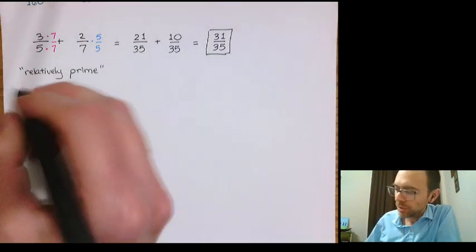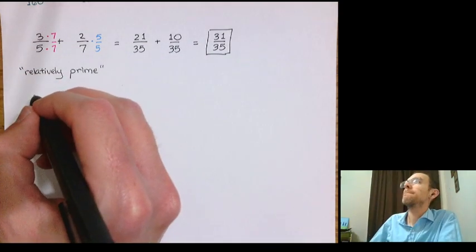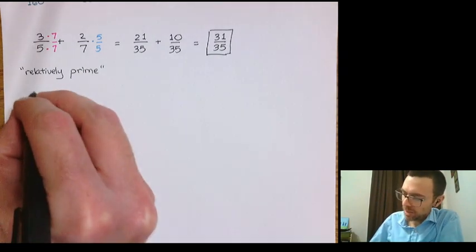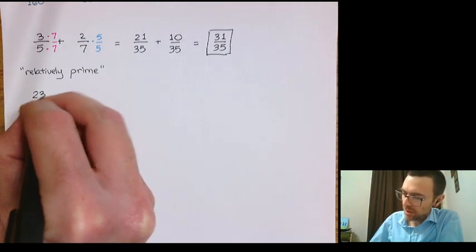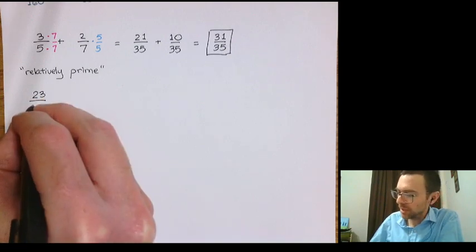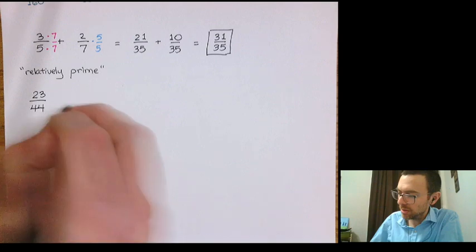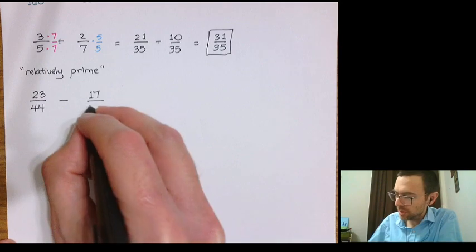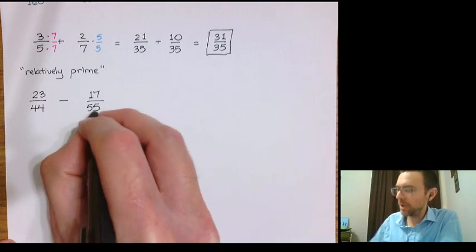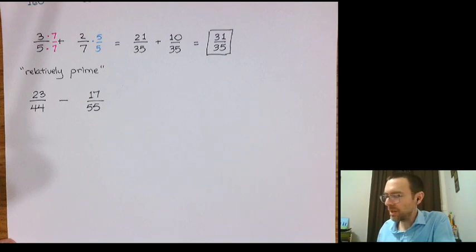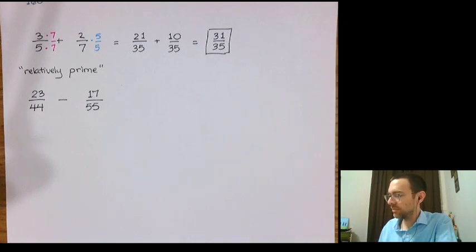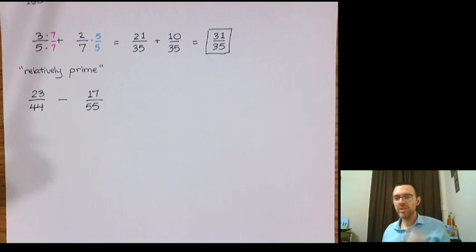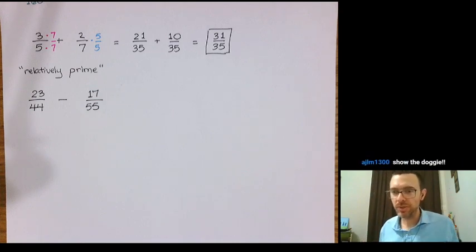Sorry. So let's see if I give you one. See what you guys can do with it. There we go: 23 over 44 minus 17 over 55. Why don't you guys take a moment and see what you can come up with. Now, I suggest you do what we've done in the past couple of problems. Identify a common factor for those denominators.